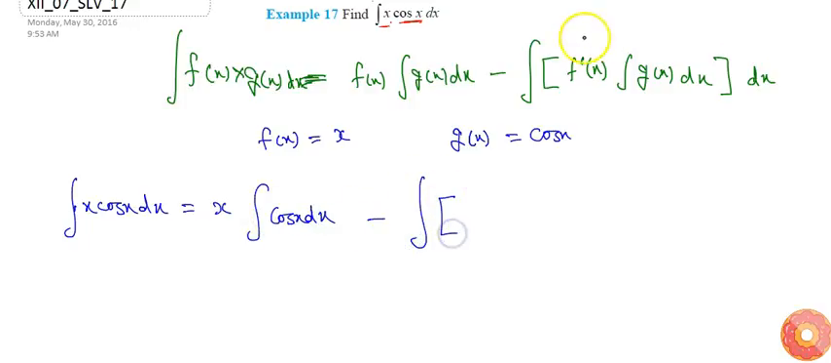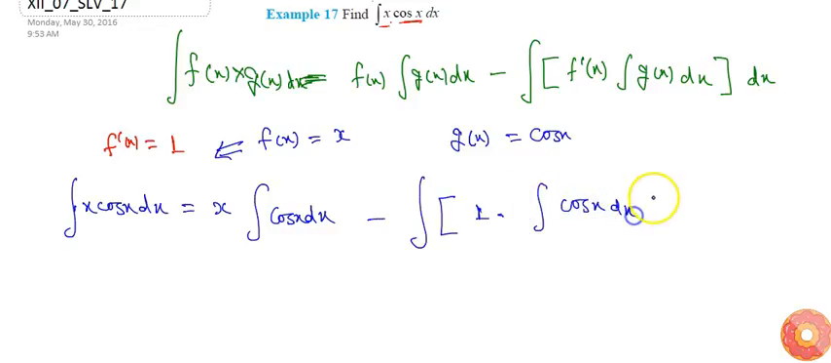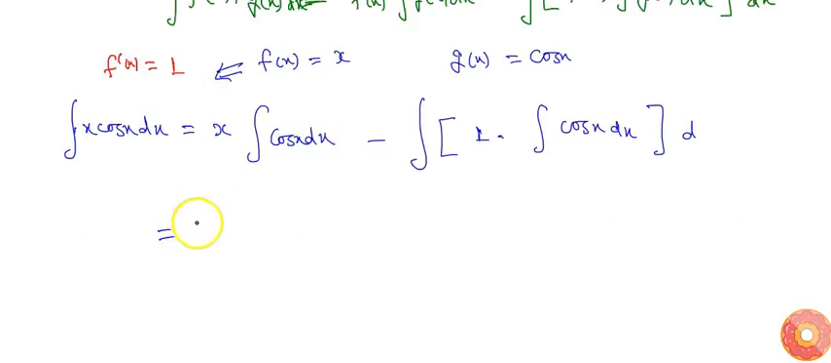integration of f dash x. So f(x) is x, then from here I can write f dash x will be 1. So here it will be 1 dot integration of cos x dx and then dx. So it will be x times integration of cos x dx is sin x, and minus integration. Here integration of cos x dx is sin x, so sin x multiply by 1, which is sin x dx.